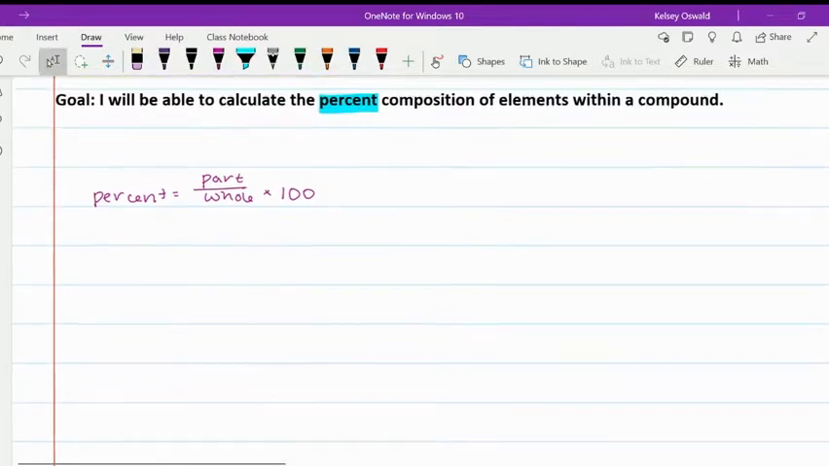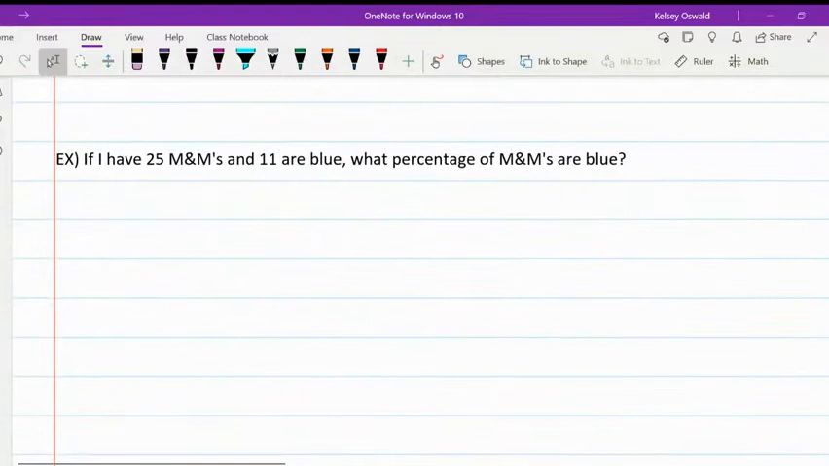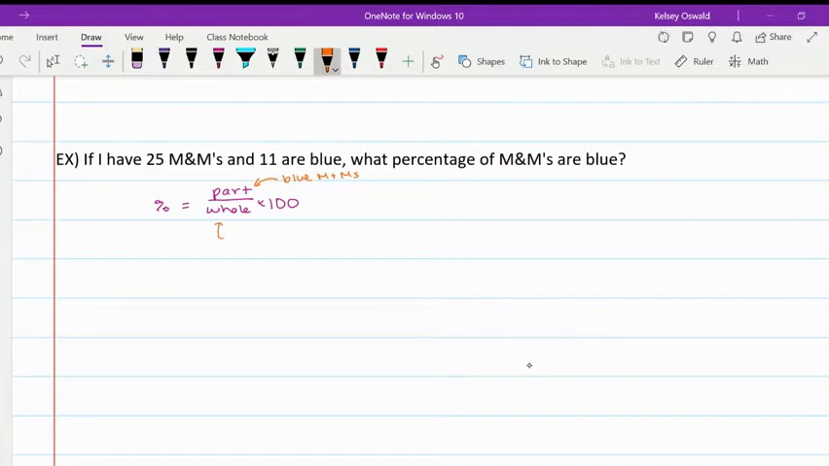Okay, so let's just look at a simple example. So let's say we have 25 M&Ms, big M&M fan, and 11 are blue. What percentage of M&Ms are blue? Remember, when we calculate our percent, we're going to do our part divided by our whole, and then multiply by 100. So here we are looking at blue M&Ms in particular. Those are the ones we are focusing on. So that is what we're going to say is our part. And then we're comparing that to our whole sample. So that whole is our total number of M&Ms.